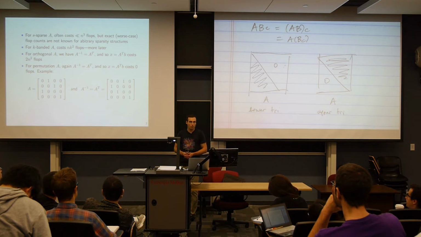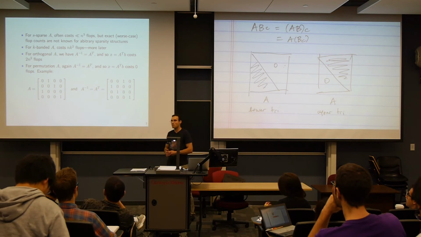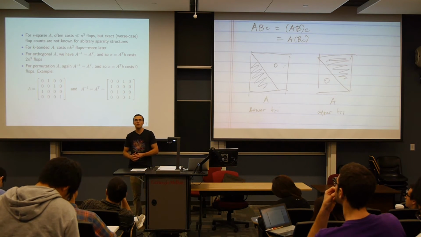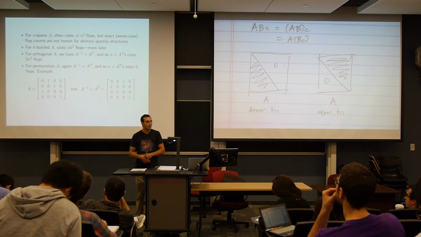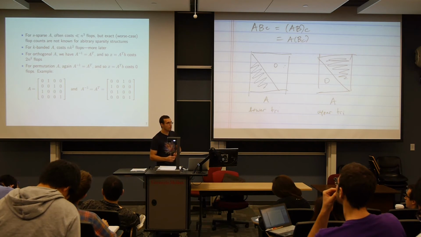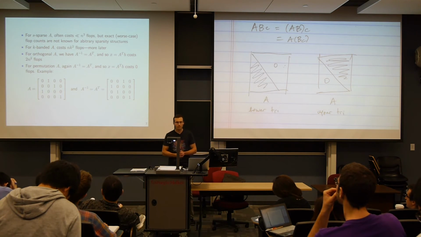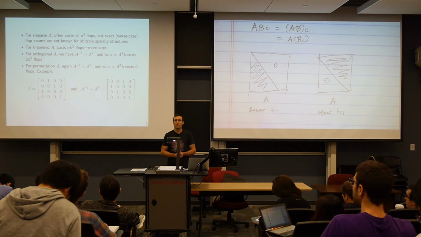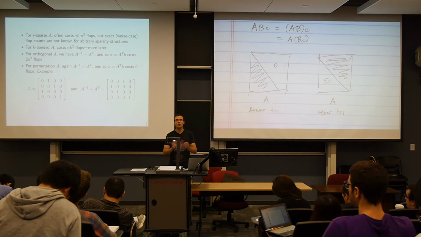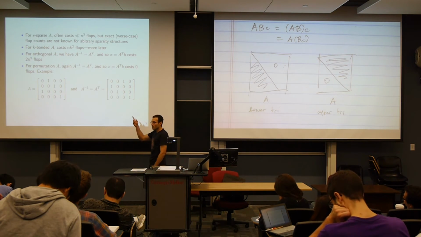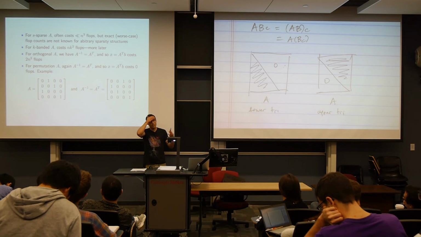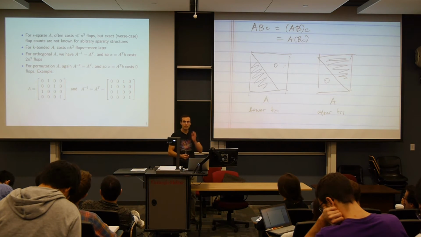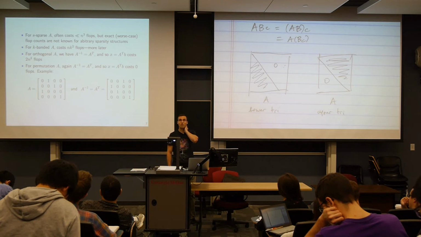I'll just mention a few other special cases. If A is sparse, so it means it has s non-zero entries, it often costs a lot less than n cubed flops. But exact worst case flop counts are not known if you just tell me that there are s non-zero entries in A. So the worst case is still going to be n cubed according to our most sophisticated worst case analyses. It's because it's too generic a problem. You have to give me a little more information about the sparsity structure if you're asking me theoretically for a fast algorithm for solving sparse linear systems.